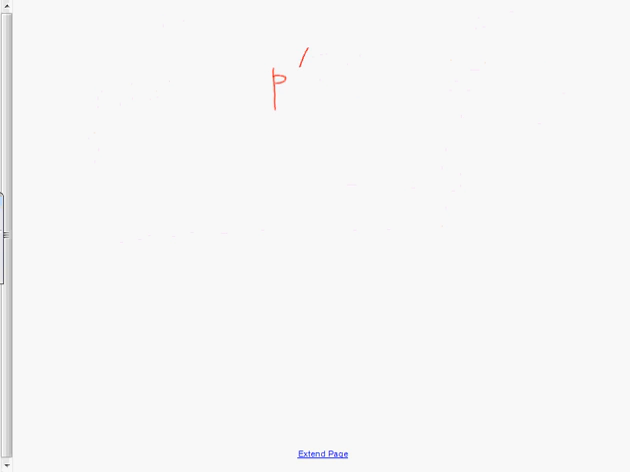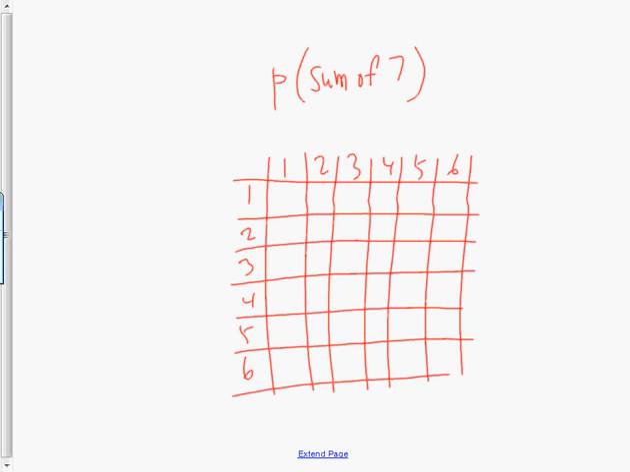Question 21 says, what is the probability of a sum of 7 when 2 dice are rolled? And write it as an approximate percent. So for this one, I need to make a table. When I make my table of values for the 2 dice, I have 1 to 6 in the first, 1 to 6 in the second. Sum of 7 means you add the two numbers together and you get 7.